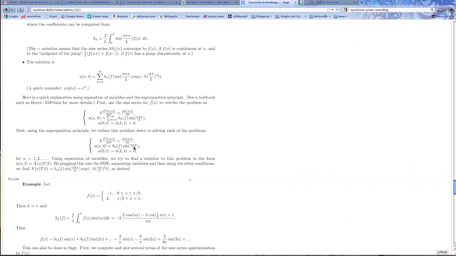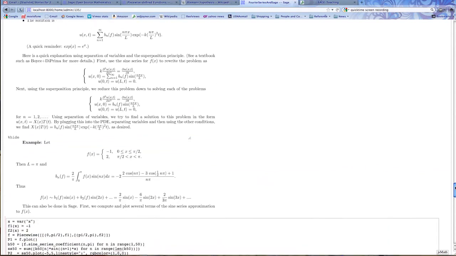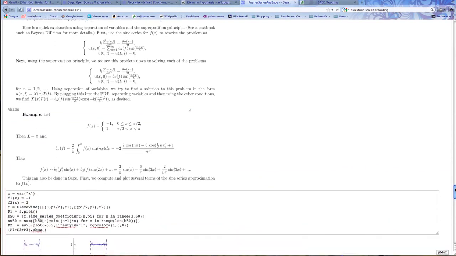Solve them and then use these conditions here to get more information on the form of those solutions, and you will get X of x times T of t equal to this expression. And so that's the solution. That's the individual term, and then you add them up using superposition. So that's a 15-second explanation of why Fourier's formula works for the Dirichlet case.